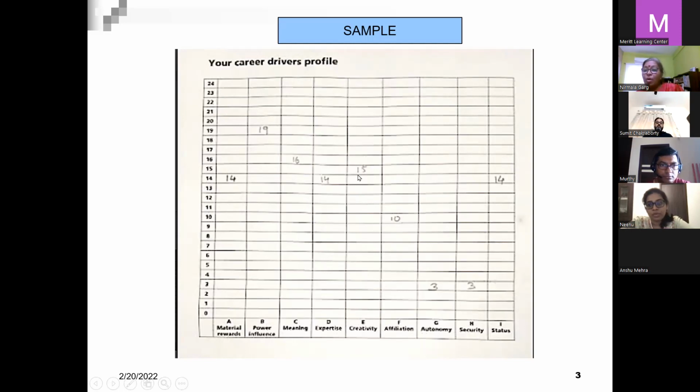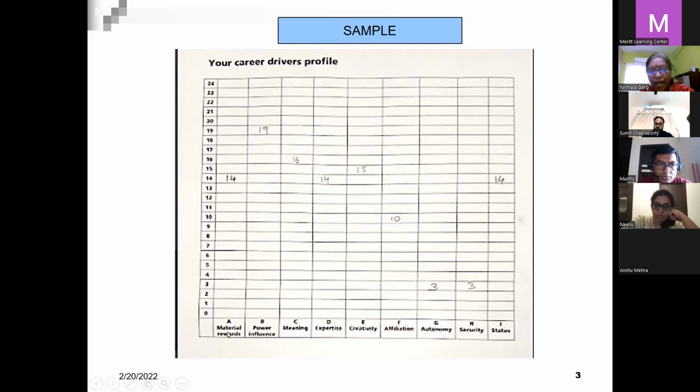The role should have more new projects, or if I'm doing a couple of multiple processes, I should be able to really do something new in those processes, etc. So just to explain all these career drivers quickly. When you have material as your very highest score, that means that is your driver. I also want to tell you that no career driver will be there for a lifelong. It keeps changing as per your life cycle.